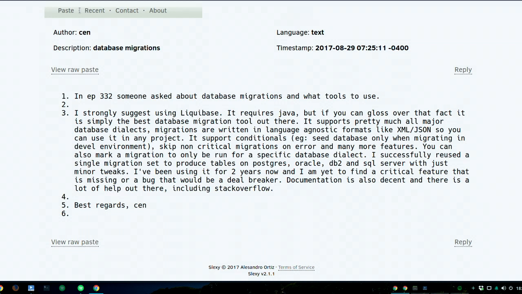tweaks. I've been using it for 2 years now, and I am yet to find a critical feature that is missing or a bug that would be a deal breaker. Documentation is also decent, and there's a lot of help out there, including Stack Overflow. Best regards, Sen. Awesome. Thank you for your tip there.